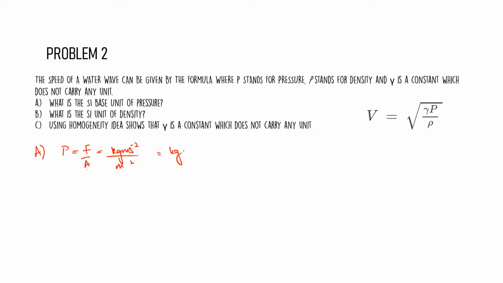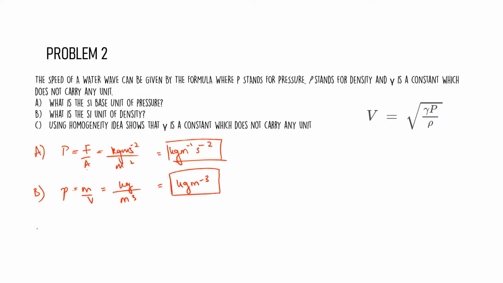So when I simplify that, the SI base units of pressure are kg per meter per second square. Similarly, you can also do the second part, which is: what is the SI unit of density? Density is mass over volume. Your mass is measured in kg and your volume in SI units is measured in cubic meters. So now just bring the cubic meters above if you want. It will be kg per cubic meter. So A and B are done.